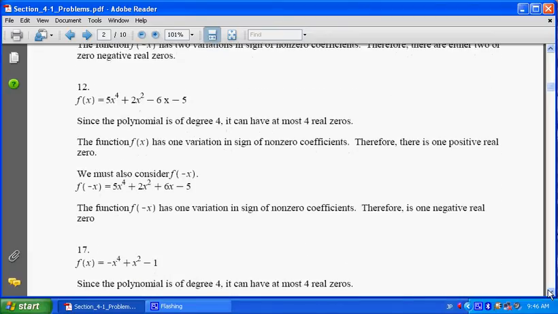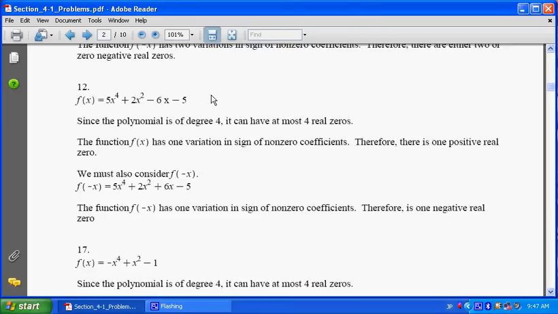Okay, the next one is 12. This polynomial here has a degree of 4. So since the polynomial is a degree 4, it can have at most 4 real zeros. If we count the variations in sign of the function f of x, we see that's just positive to positive, so it's not a variation. The first variation occurs here, positive to negative. And then it just stays negative all the way to the end, so there's only 1 variation in sign. So the function f of x has 1 variation in sign of non-zero coefficients. Therefore, there is 1 positive real zero.